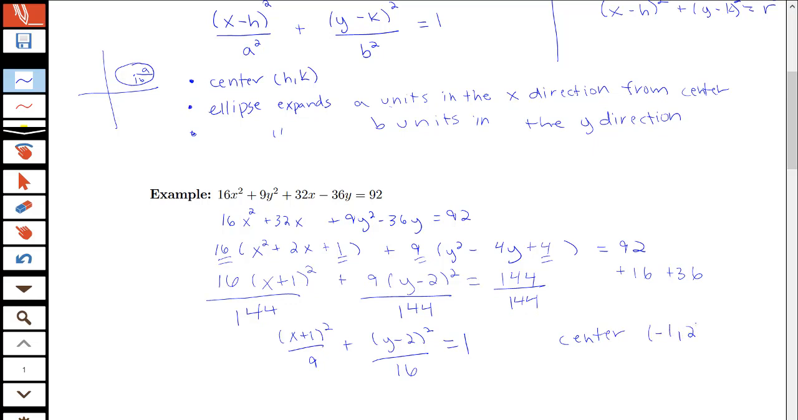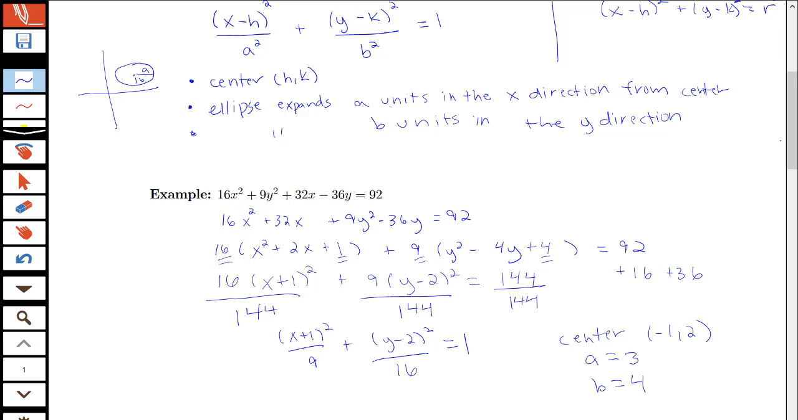Okay, so now this is in standard form here, and we can see that the center is the point -1, 2, because this is x plus 1, so that's like x minus -1, and y minus 2, so the y coordinate of the center is 2. A here was what was being squared when we divided our x squared type term, so we see a is 3 and b is 4.